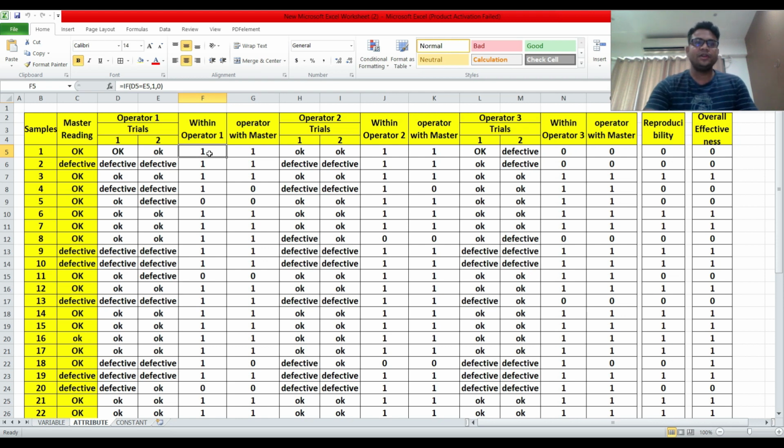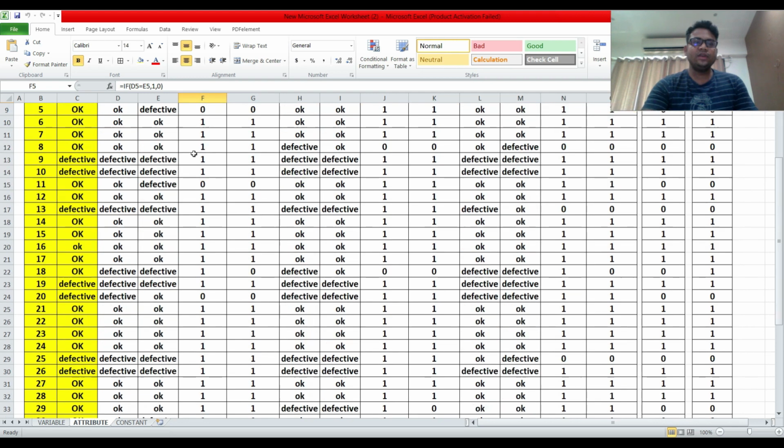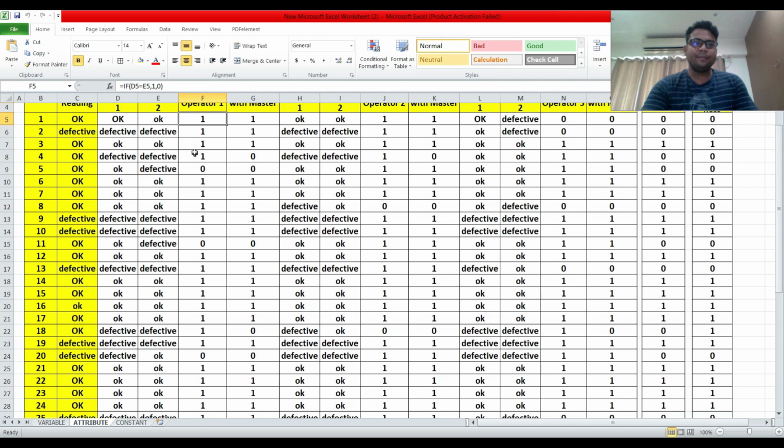So here I have applied the IF formula. When you go for the IF formula, you have to type IF equals D5, it means this equals this, then it will write 1, otherwise if false it will write 0. So if these two results are okay, meaning equal, then operator 1 is agreeing with his own result, it means repeatability is okay. So like this you can find out all the samples.